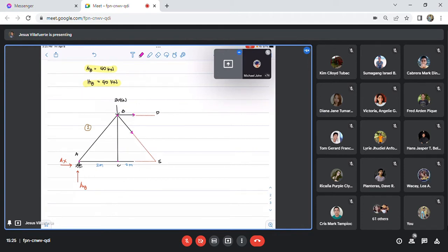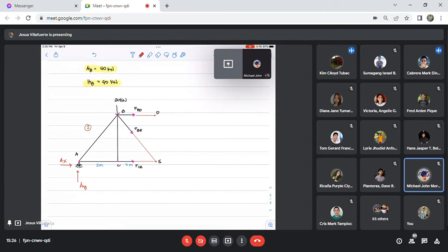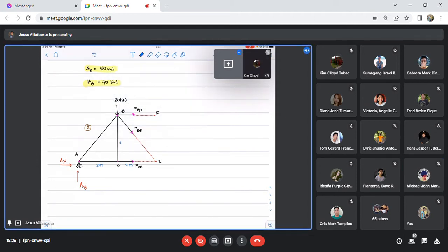If you cut the section, class, when you make a cutting plane, you always have to expose the internal reactions that are happening. So these are the members FBD, FBE, and then this is FCE. Can you follow, class? Yes, sir. So this is 2 meters.